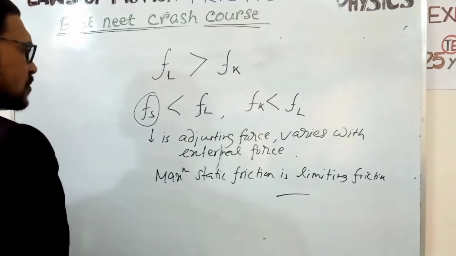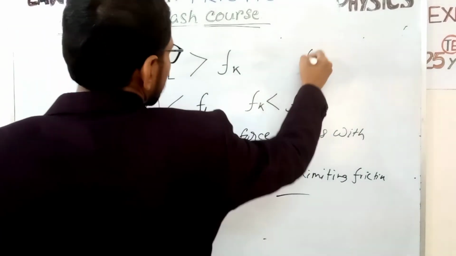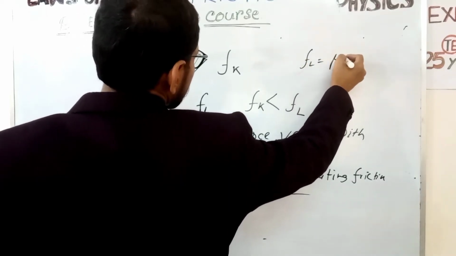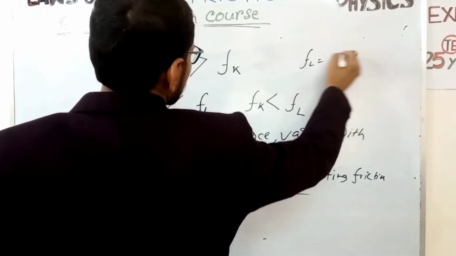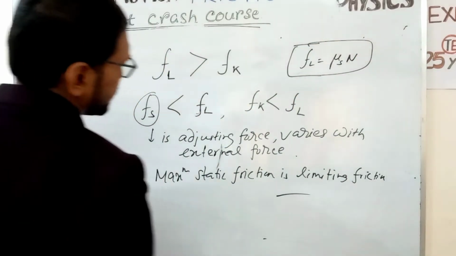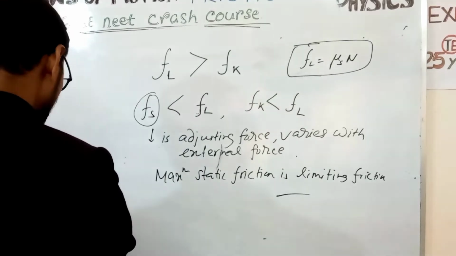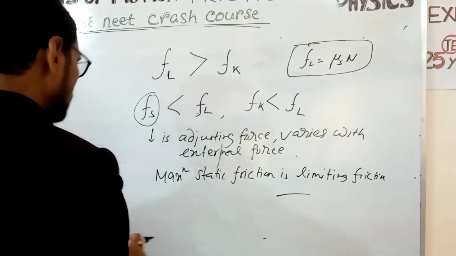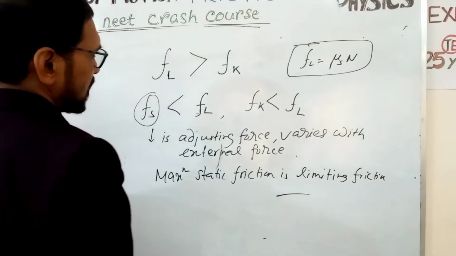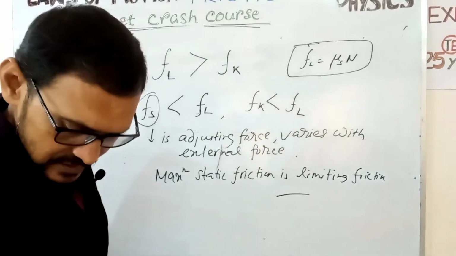So when the body starts to move, the friction is called limiting friction, the maximum static friction, mu s into N. Generally we use this formula, but different conditions can be given. We have to understand the state of the body, then decide whether to apply static friction, limiting friction or kinetic friction.